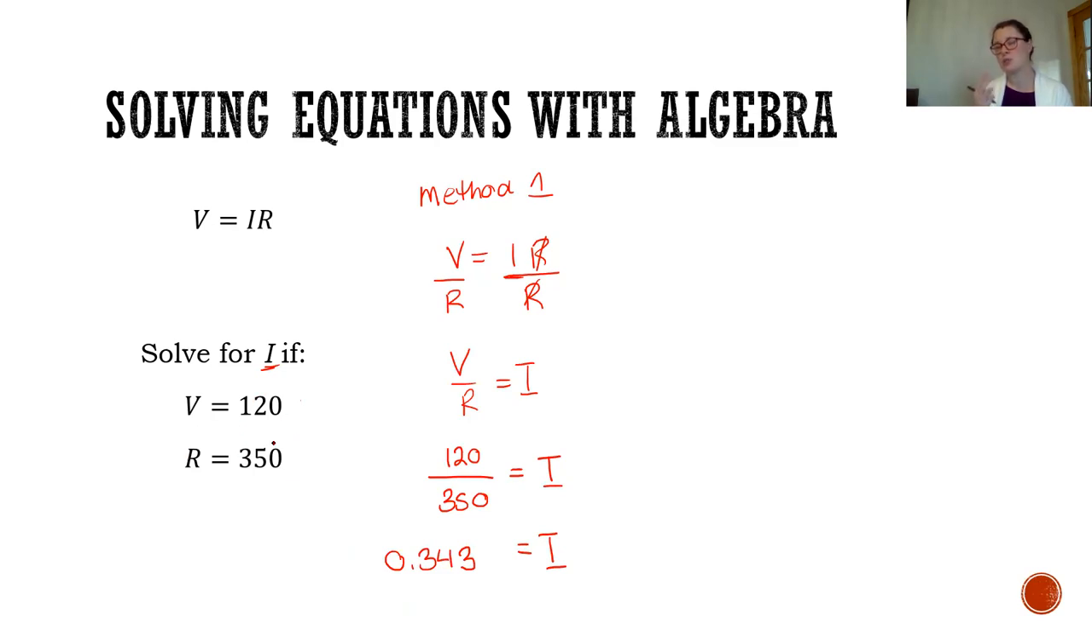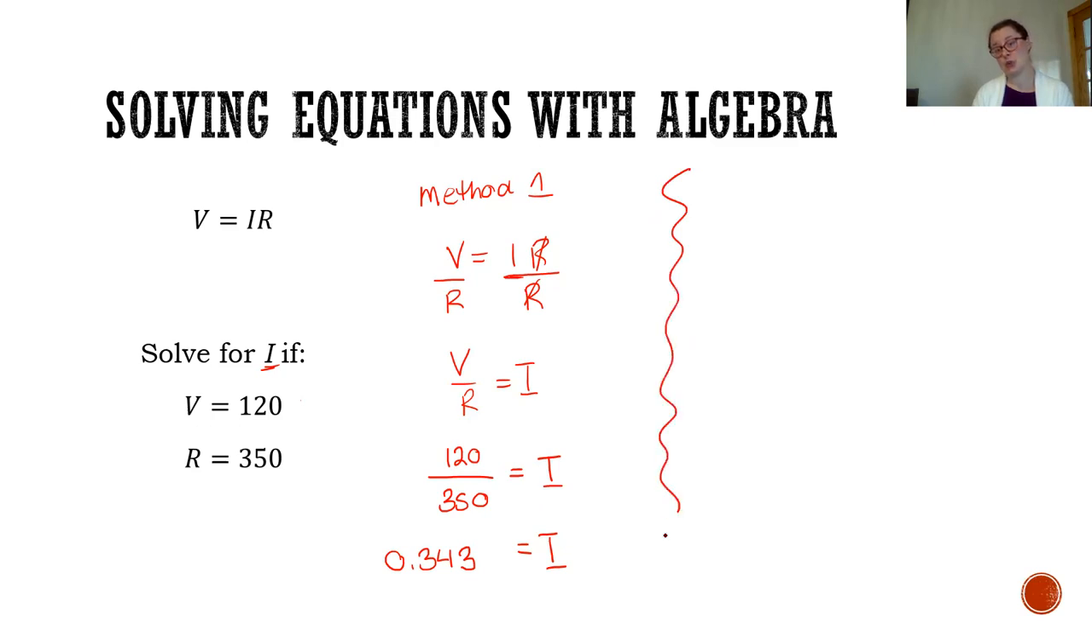So at least 2 decimal places or 3 decimal places would make sense. Depends on whether you want to count this 0 or not. We have 3 digits here, 3 digits here. So 3 digits in our answer typically is a good way to get to roughly the correct accuracy. If we didn't keep any decimals, it would be 0, and that doesn't make sense. So that's method 1. Rearrange the letters first, then substitute the numbers in.